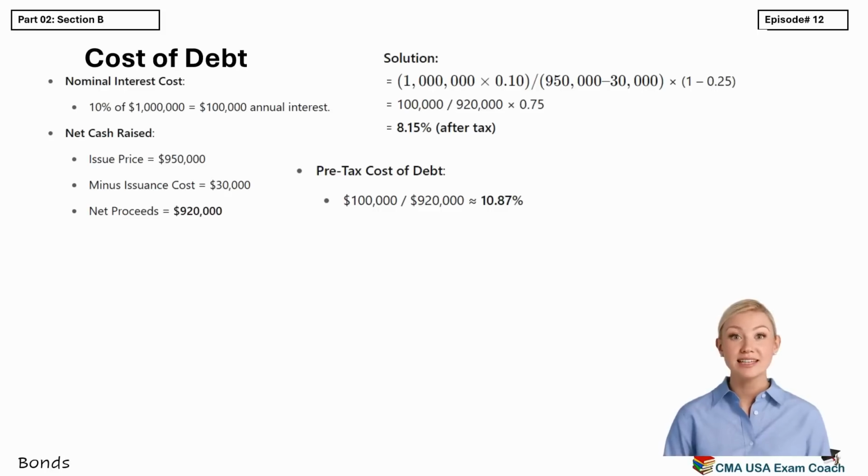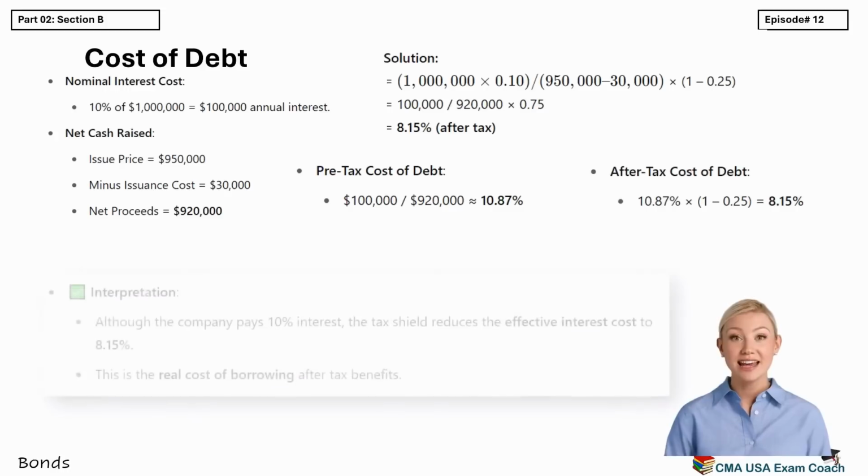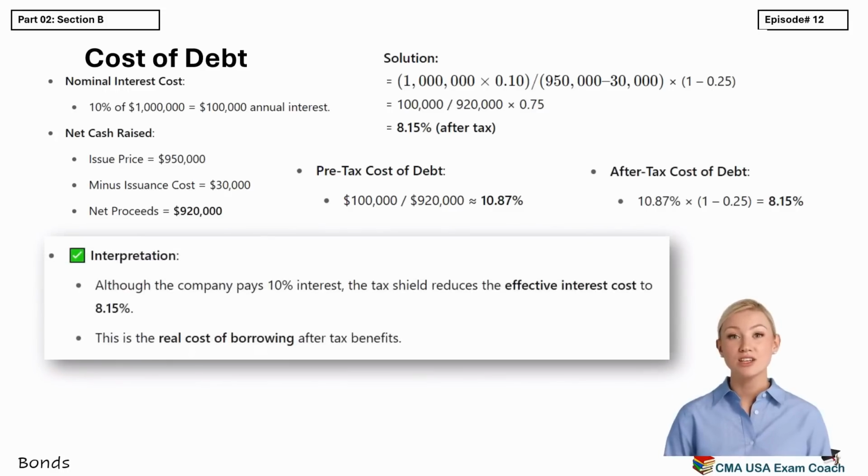But here's the key. Interest payments are tax deductible. At a tax rate of 25%, the company saves $25,000 in taxes from that $100,000 interest expense. When we apply that tax shield, the after-tax cost of debt drops to 8.15%. So in simple terms, while the debt carries a nominal cost of 10%, thanks to the tax benefit, the true cost to the company is only 8.15%. This is the effective interest rate the company really pays for using debt capital.